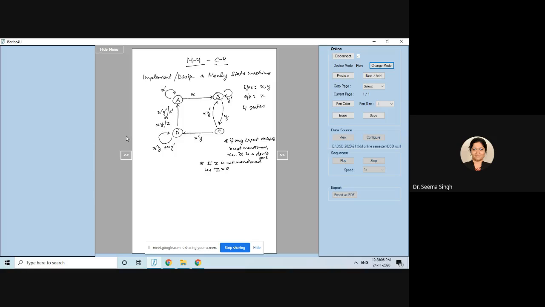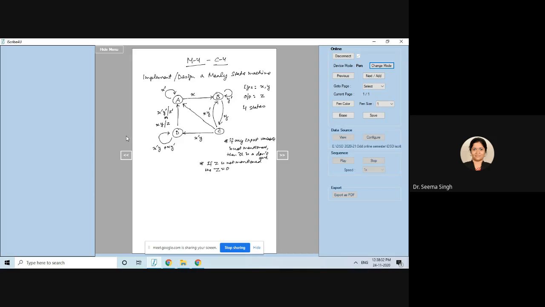Okay, there Z is 0 only. So this you will have to remember very well. Now one more transition I will show you: from C to A also it can go. Mark that. From C to A also it can go when X and Y are 0 and 0.